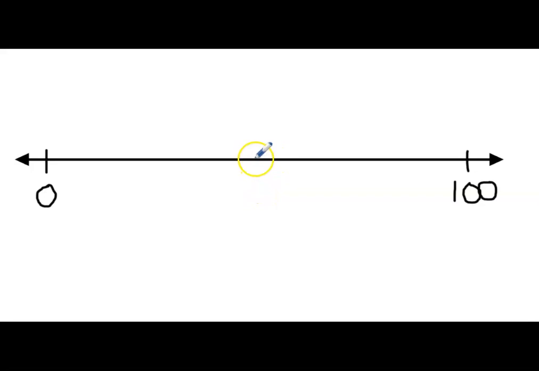You are correct. 50 would go right in the middle because it's halfway there. So 51 is just past it. So I'm going to write 51. Very good. Now, where would the number 20 go? Is it closer to this side, closer to 0, or to 100? You are correct. It's right about here.